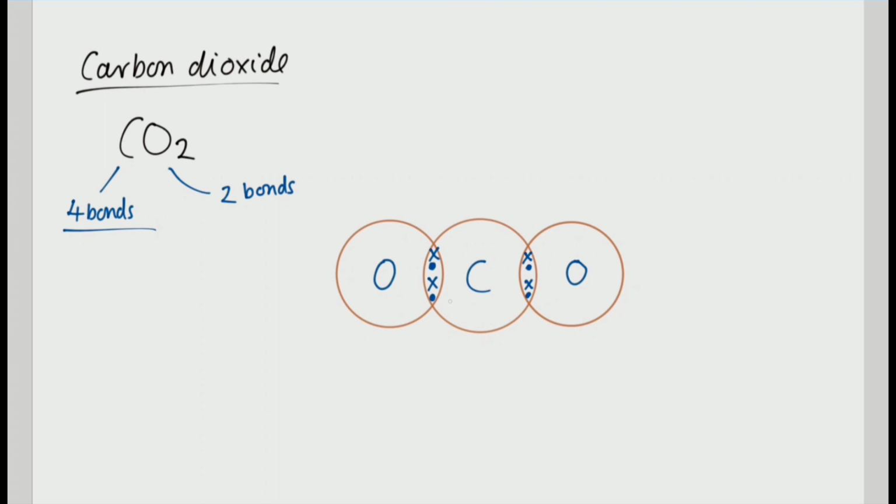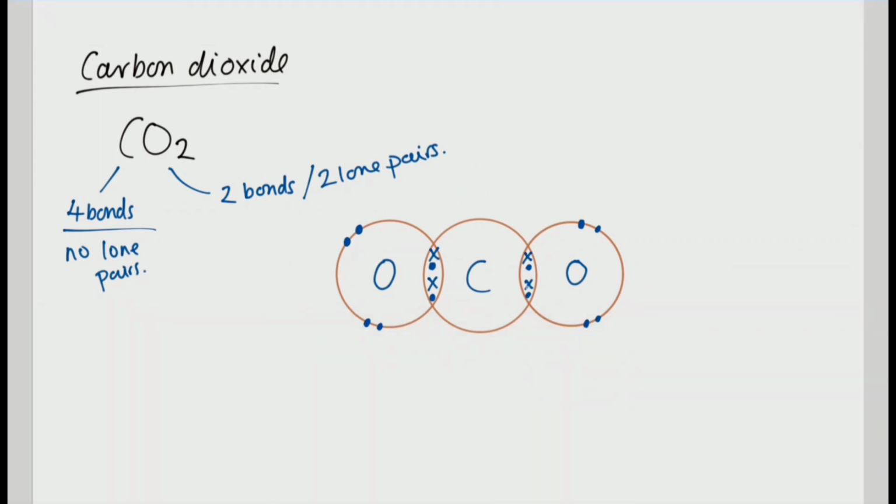Now let's add the lone pairs. Now we know that carbon doesn't have any lone pairs, but there are 2 lone pairs on each of the oxygen atoms. So we'll add those lone pairs to the oxygen atoms. So dots for the oxygen, 2 lone pairs on this oxygen atom and 2 lone pairs on the other.